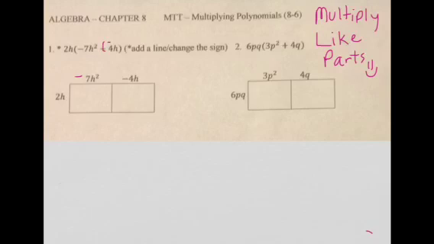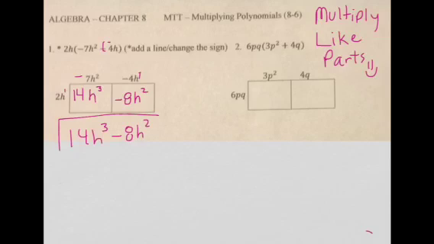So 2 times 7 is 14, and h times h squared, h has a 1 for an exponent. Our bases are the same, so we're going to add the exponents. So it's going to be h cubed. 2 times negative 4 is negative 8. And again, that has a 1 for an exponent, so h times h is going to be h squared. So our answer is going to be 14h cubed minus 8h squared. Notice that the exponents are in descending order.